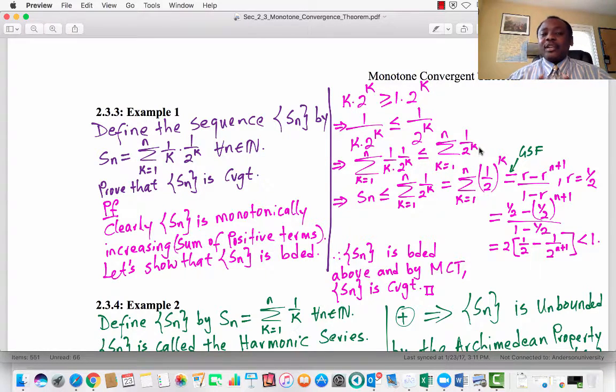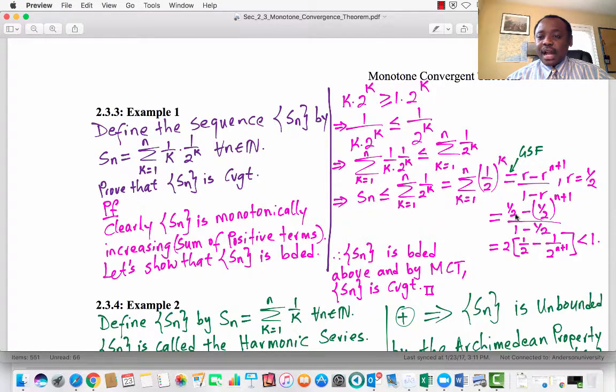k. Why am I doing so? Because I want to use the geometric sum formula. Observe that the left-hand side is just my nth term of my sequence Sn. So Sn is less than or equal to summation k from 1 to n, 1 divided by 2 raised to the power k, which is the same as summation k from 1 to n, 1/2 raised to the power k. Now, by the geometric sum formula, which is r minus r to the n plus 1 divided by 1 minus r, in this case, r is 1/2.